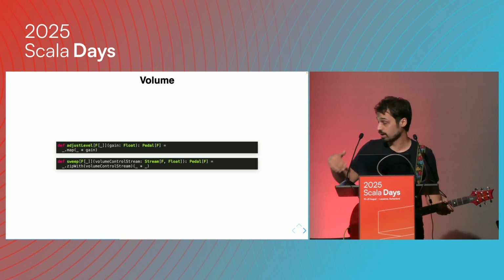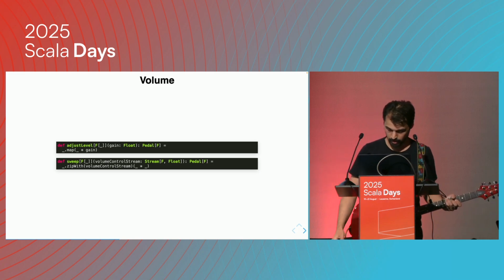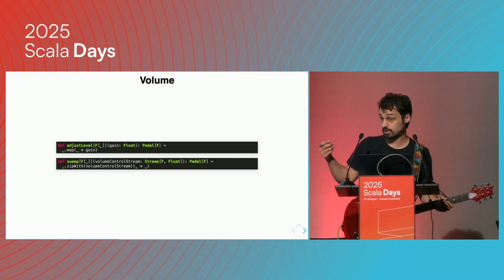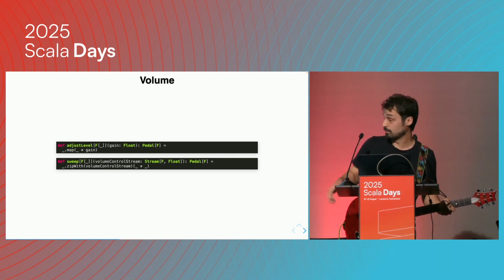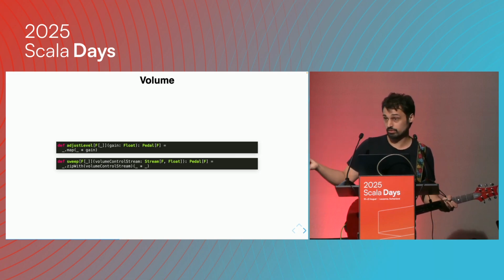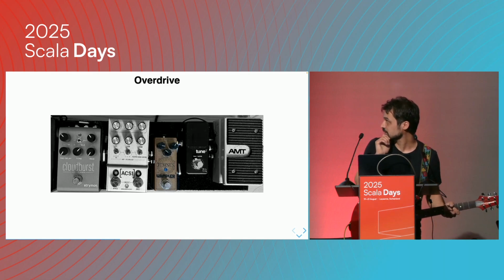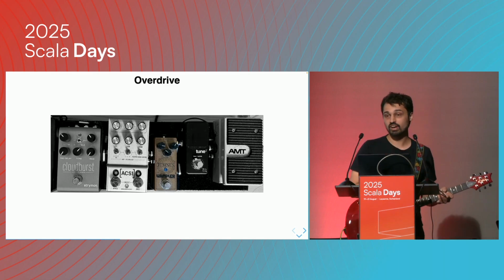I showed you earlier that I was sweeping it with this control. You can do a similar thing. You just need a stream to change the gain that is sampled at the same rate as your audio signal. And then you can just multiply those pointwise together. That's a volume pedal. We established it wasn't super interesting, so let's talk about overdrive. Some guitar history for you all.